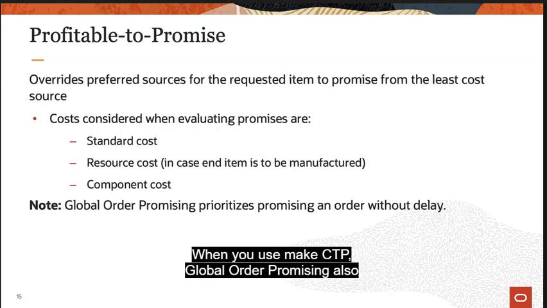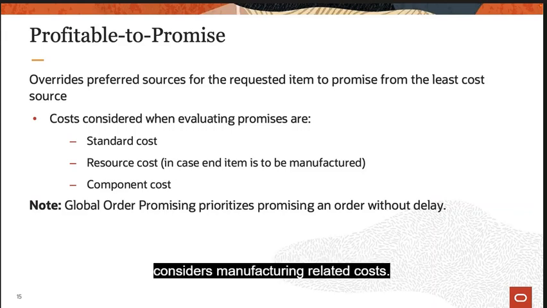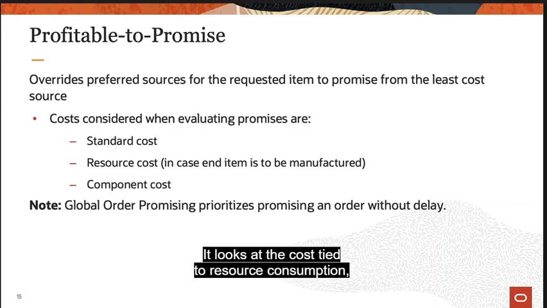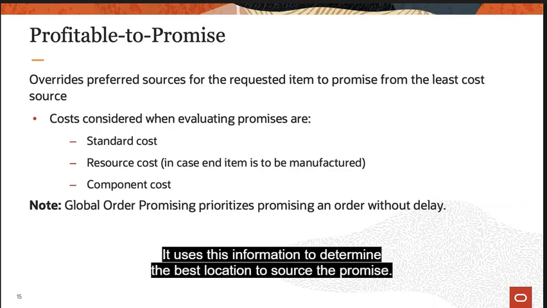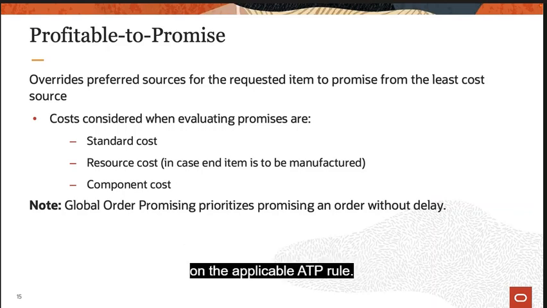When you use Make CTP, global order promising also considers manufacturing-related cost. It looks at the cost tied to resources, such as cost per unit of a resource and the cost of the required components. It uses this information to determine the best location to source the promise. To enable Profitable to Promise, select Profitable to Promise on the applicable ATP rule.